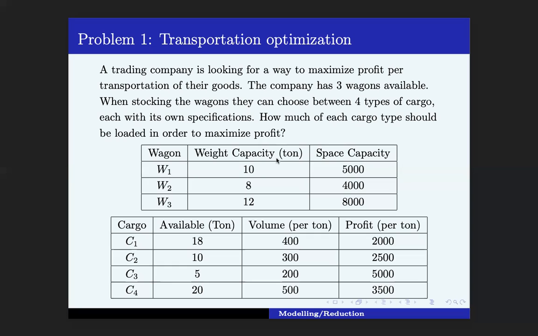Sir, first we can send C3, if any of the wagons is chosen, because it will maximize our profit and take less volume. But when any of the wagons is chosen, you have to tell me how much C3 you will send and to which place. Do you send 5 tons of C3 in wagon 1, or 5 tons of C3 in wagon 2, or 5 tons of C3 in wagon 3? Or should you send maybe 1 ton of C3 in wagon 2, 2 tons in wagon 1, and 2 tons in wagon 3? So you have to give me an allocation.